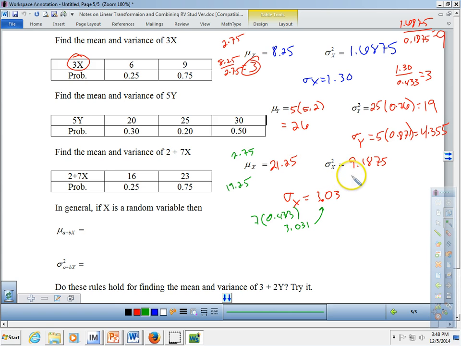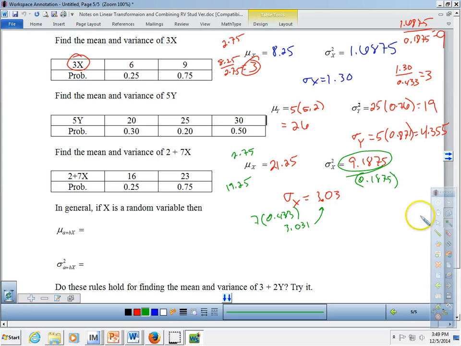So variance, well, we're kind of following the same rules here. That means I must take my old variance, 0.1875, and since variance is standard deviation squared, I must multiply it by 7 squared. So 0.1875 times 49 gets me my 9.1875.